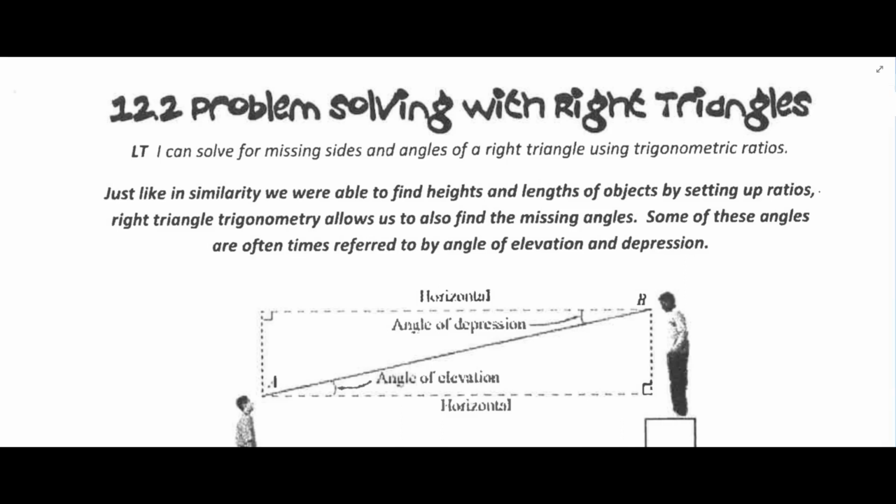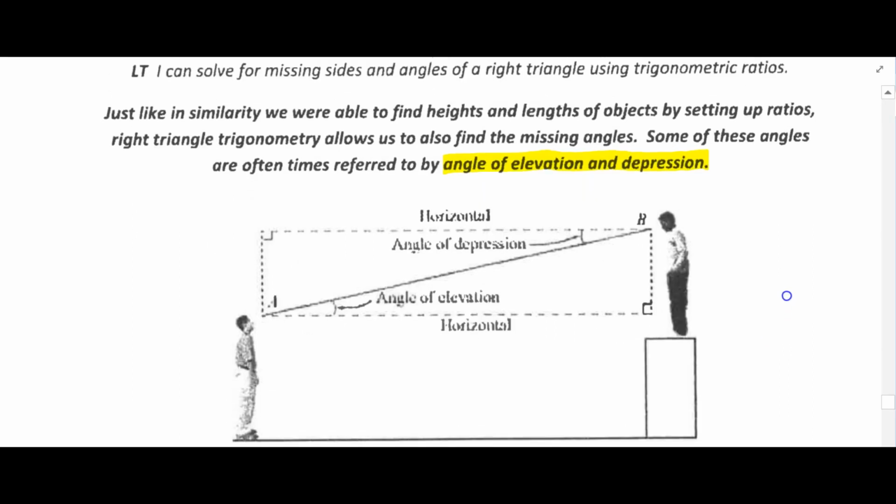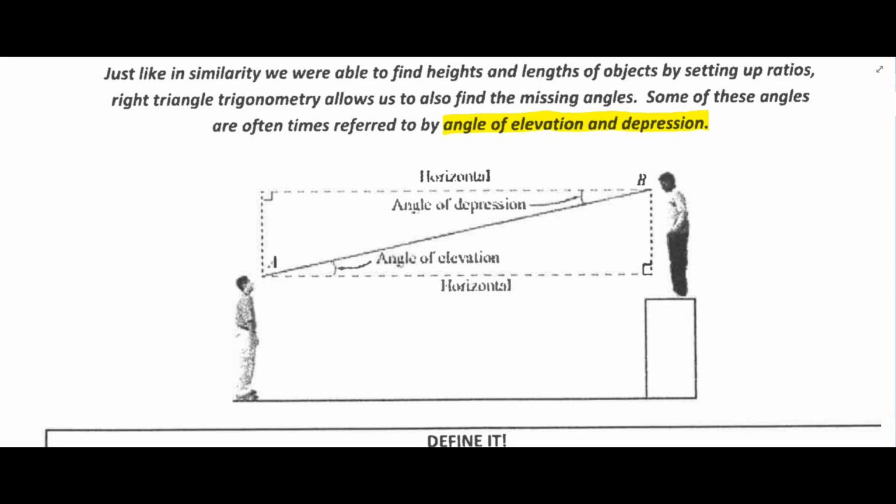Some of these angles are oftentimes referred to by angle of elevation and angle of depression. So these are some more vocabulary for you, and let's go ahead and talk about those now. So you'll see in the picture, I've got a guy standing on the ground and another person standing on this block. And notice the horizontal here. So if this person is looking straight ahead, they would be looking along a horizontal. And then if there's something up here and they were looking straight ahead, there would be a horizontal here.